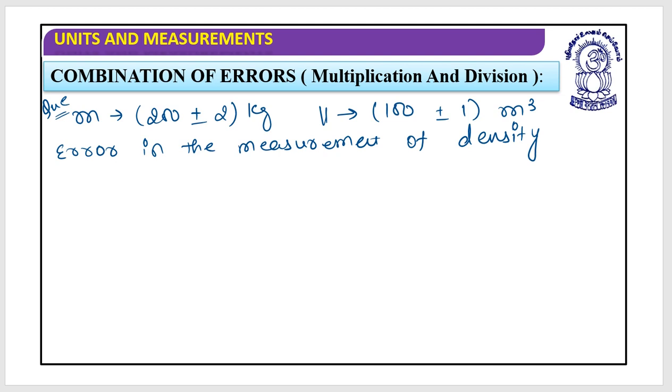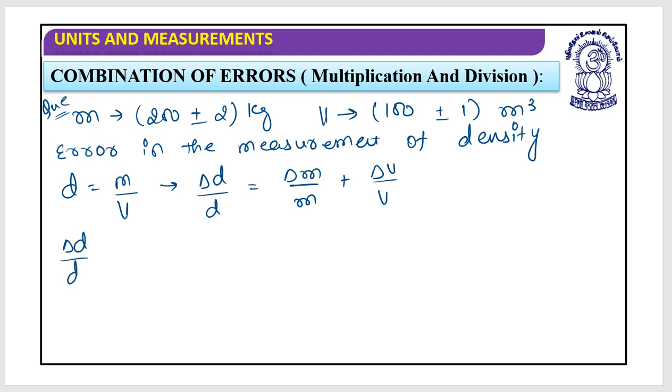Think for a while. Yes, you got it right. Density is equals to mass by volume. So what I can write as an error relation would be delta d by d is equals to delta m by m plus delta v by v. So delta d by d is equals to delta m by m plus delta v by v. While I write this delta d by d, I can find out delta m by m.